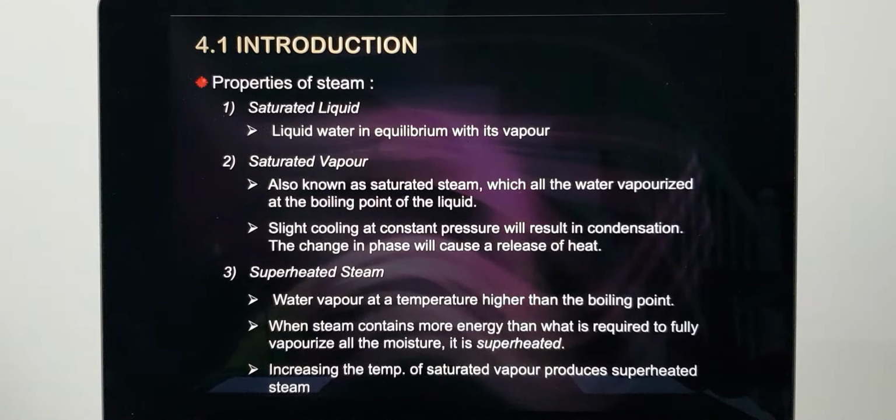And the third property of the steam is known as superheated steam. Superheated steam is whereby the water vaporizes at a temperature higher than the boiling point. Meaning that if you continue to heat the water above 100 degrees Celsius, for example normal tap water, then the water that vaporizes above 100 degrees C is known as superheated steam. If the steam contains more energy than is required to fully vaporize all the moisture, then it is known as superheated. Increasing the temperature of saturated vapor will produce superheated steam.